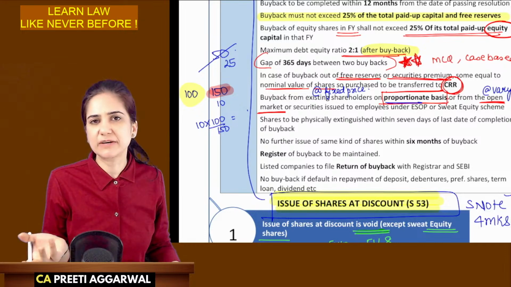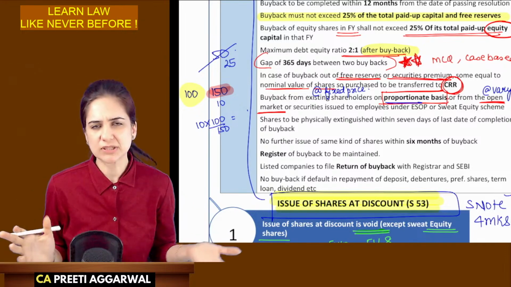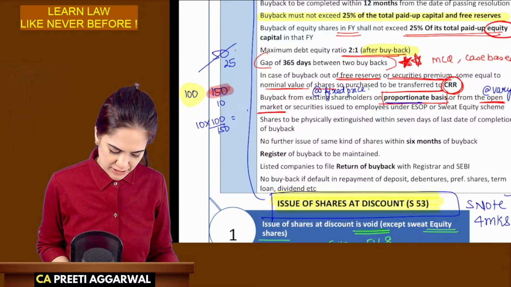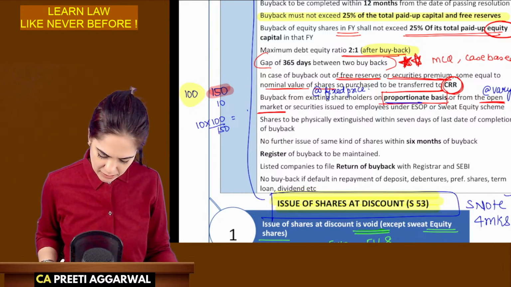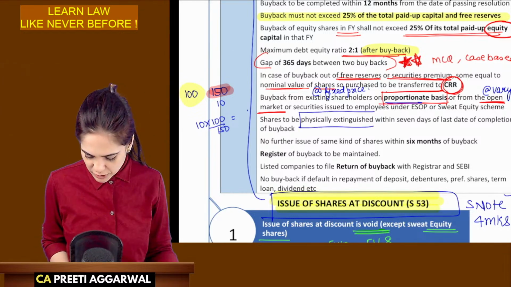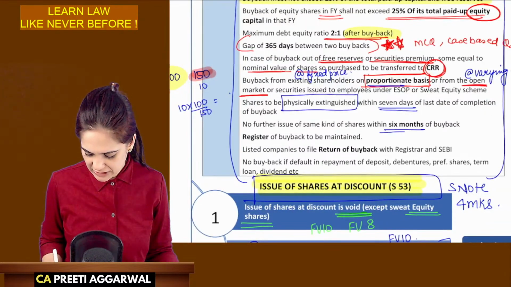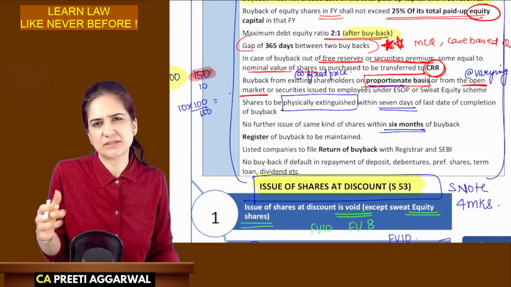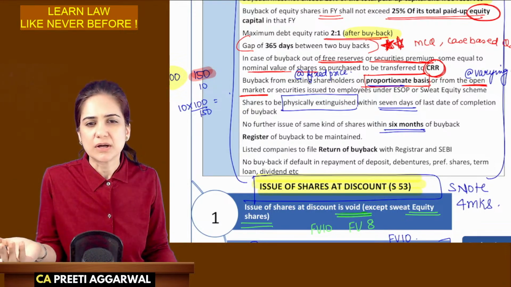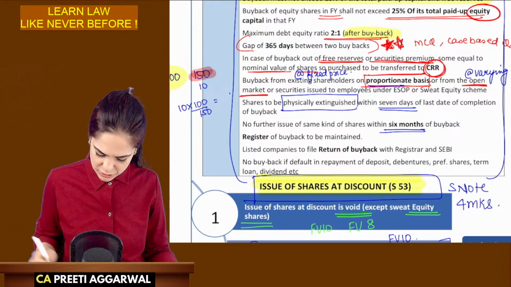I think 25 shares were bought back. 50% was bought back. So proportionately, the company will buy back. They will be physically extinguished within 7 days. No further issue of the same kind within 6 months of buyback, unless it is an option exercise to convert the debentures, convertible debentures, etc.